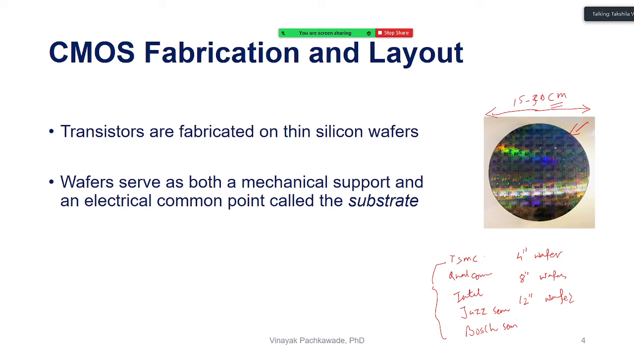We are going to see how these fabrication steps are done, and before that, one more important term, that is layout. As a physical design engineer, you should know the concepts of layout, but just a little bit of information about the CMOS fabrication, as is also there in your syllabus. So I would like to pass on this information to you. What you see here, transistors are fabricated on thin silicon wafer. Can anybody tell me what could be the thickness of this wafer?